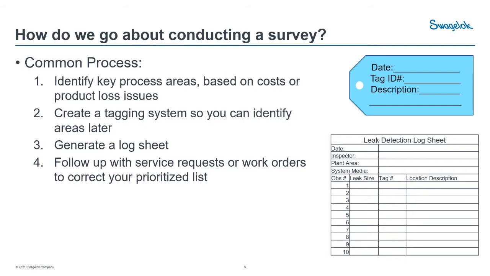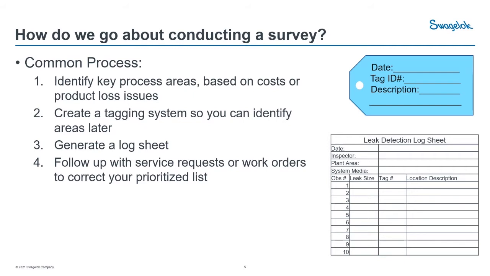So once we identify our key process areas we're going to focus on, next thing we want to do is create a tagging system so we can identify our issues later on. One of the things I always give people advice on is make sure that your tag color makes sense based on what your plant standards are. So I have it right here.